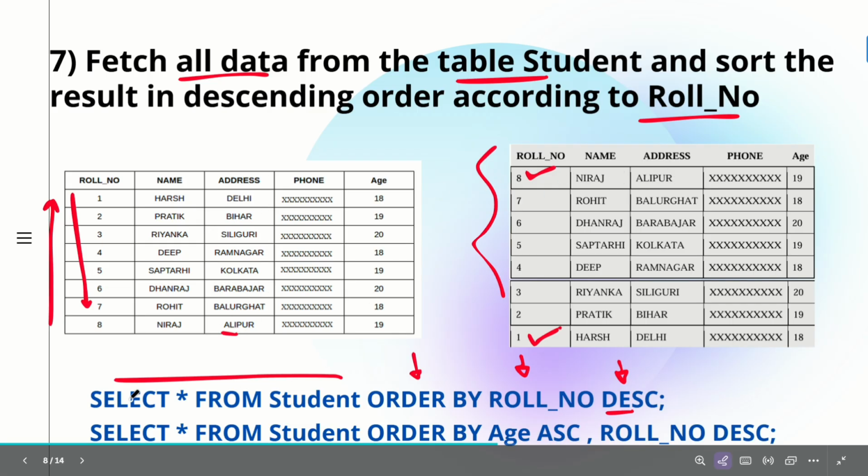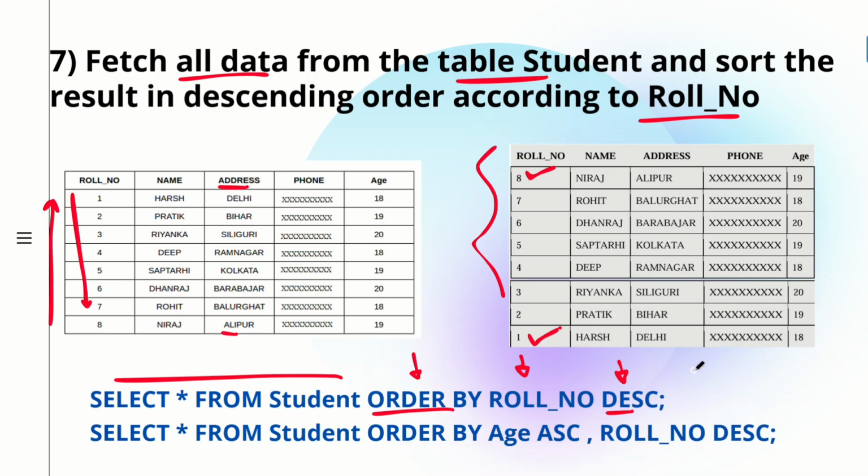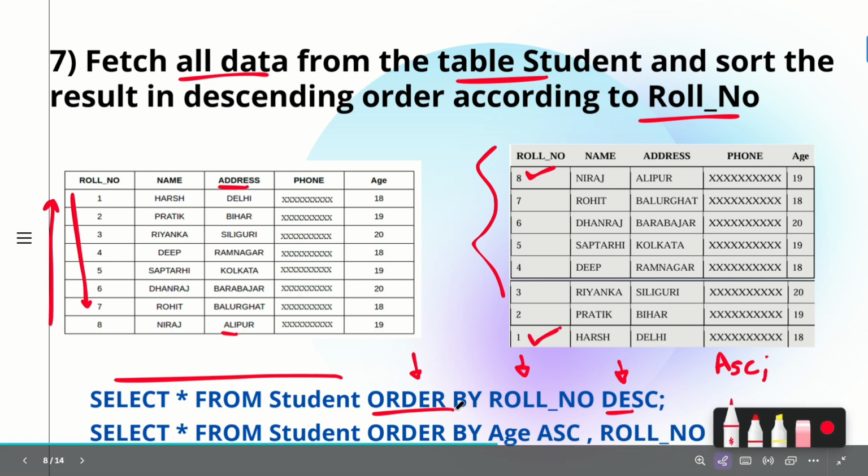So for that, what will you write? You'll write the same things: select star from student, order by. This keyword is important, order by. Then you'll write address, your column name. And then you can write ASC, that is ascending, which is optional. If you write it, it's good. If you don't write it, then the DBMS will understand by itself that you want it in ascending order. So you'll just write order by address, semicolon.